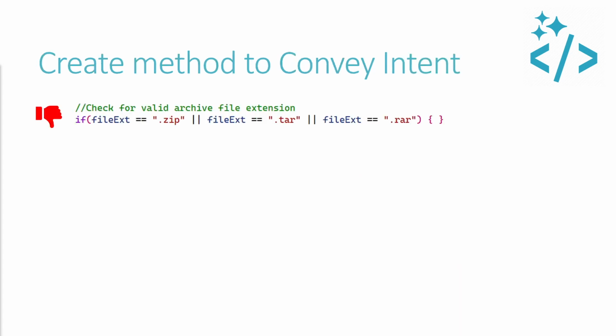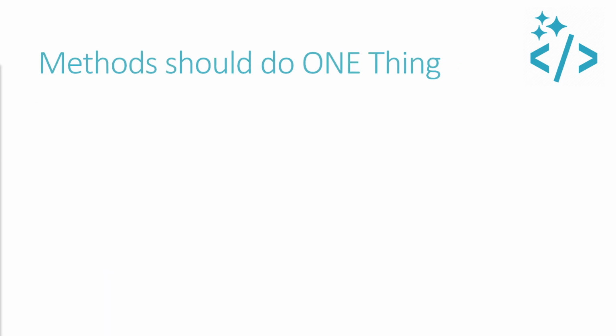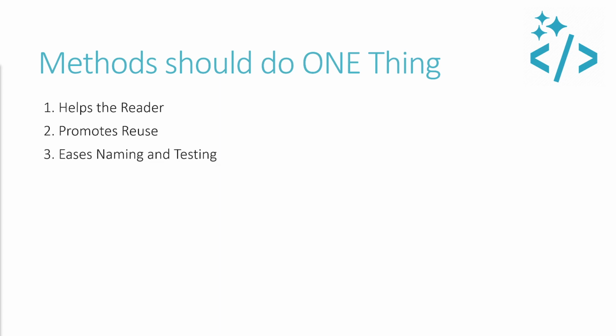Okay, another thing is we should create a method which conveys intent. For example, if you have here an if, it checks for zip file, something like that. It is not so clear for anyone who reads this. To make it clearer, we can create here an isValidZipFile method, which is very clear for everyone what this does. And methods should also do only one thing. It helps the reader to understand the code. It promotes the reuse of the code and makes the naming and testing easier. Doing one thing also avoids side effects.